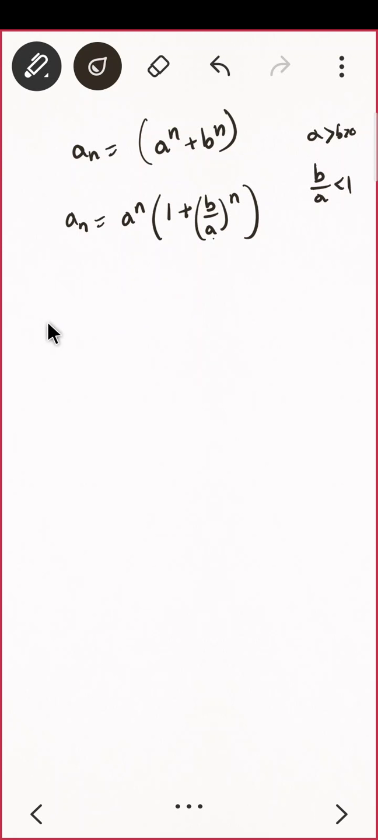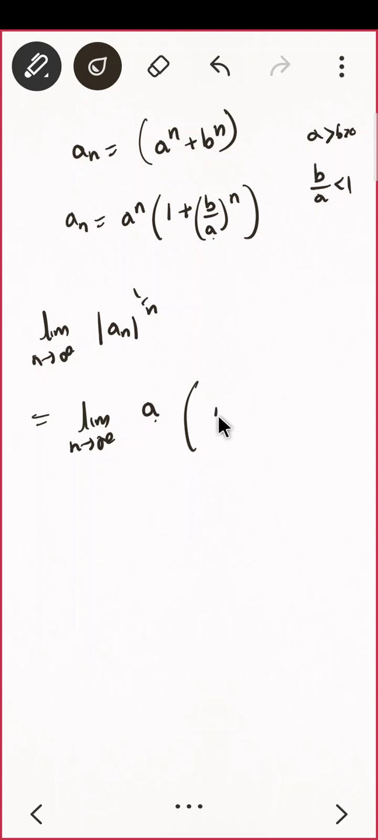Yes. Limit n tending to infinity of mod of a_n raised to 1 by n. So that will be limit n tending to infinity of mod of a_n. That means this will be a raised to n by n. So this will be a, and this will be 1 plus b by a raised to n, all raised to 1 by n. Correct? And do you see where this converges to? This converges to 0.